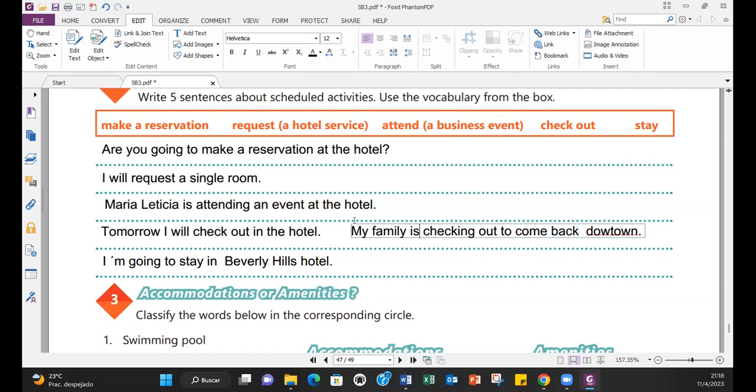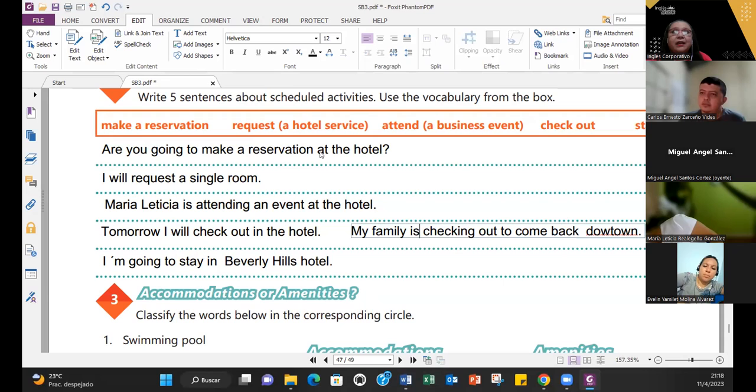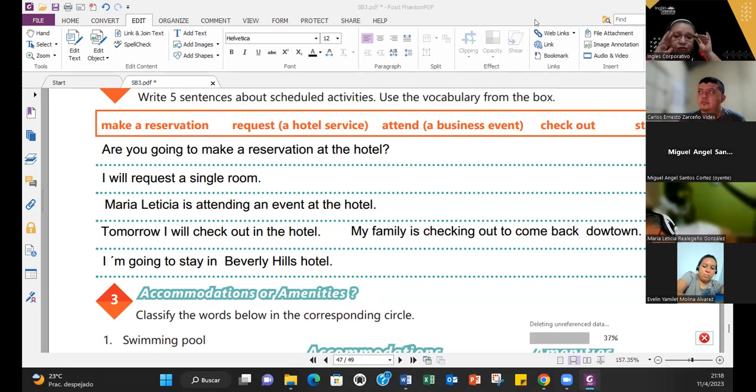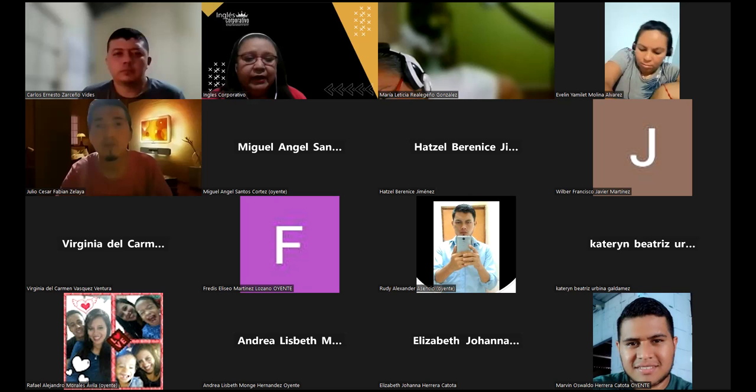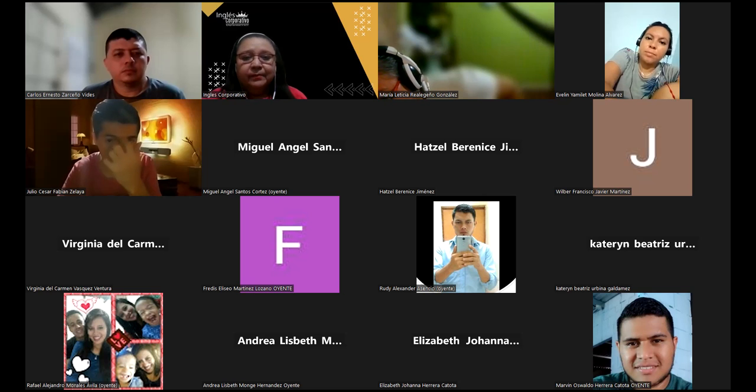So it was correct, are, but maybe it sounds strange because my family is a collective noun. Maybe yes. That is why they accept both, but only British people. Is that okay? I wanted to clarify that. Okay, thank you so much. Very well done. Now, someone else who would like to share his or her sentences?